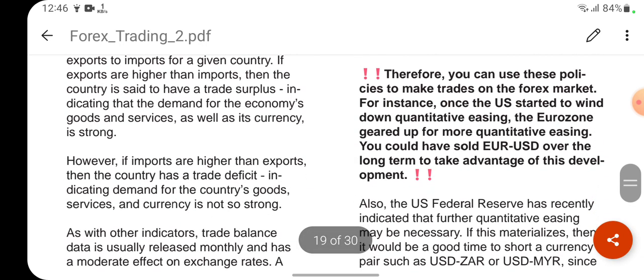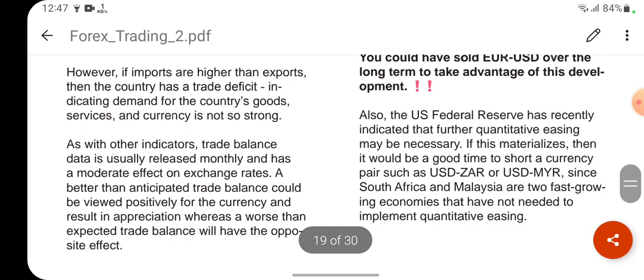Therefore, you can use these policies to make trades on the forex markets. For instance, once the US started to wind down quantitative easing, the eurozone geared up for more quantitative easing. You could have sold EUR/USD over the long term to take advantage of this development. Also, the US Federal Reserve has recently indicated that further quantitative easing may be necessary. If this materializes, then it would be a good time to short a currency pair such as USD/ZAR or USD/MYR, since South Africa and Malaysia are two fast growing economies that have not needed to implement quantitative easing.